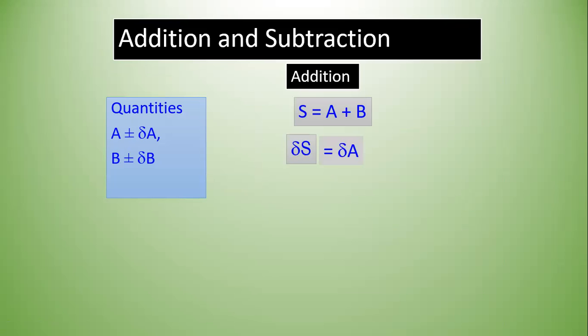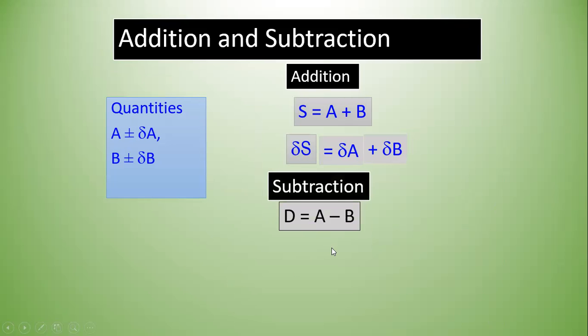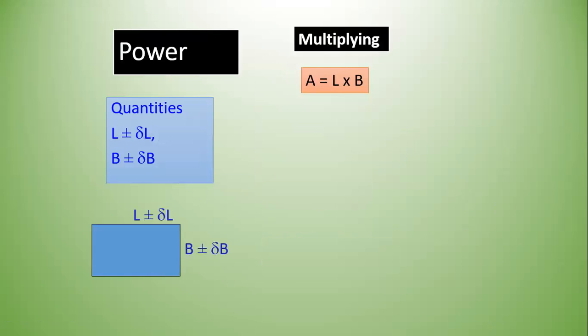Just to remind you, where you sum, you add the uncertainties to get the uncertainty in S. Subtraction, the same thing. You want to find the uncertainty in D, you just add the uncertainty in A and the uncertainty in B. Or multiply, the same thing. Each quantity has a fractional error. Delta L also has a fractional error, delta B also has a fractional error, and we just add them up.